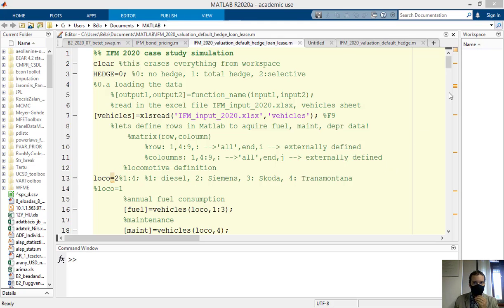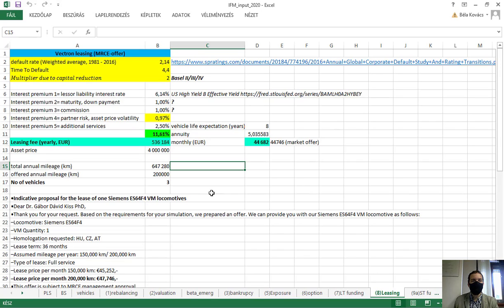Today we will be talking about leasing, financial leasing, and how we can price it. If we look at the lecture video and also at our Excel file which describes our case study, we can see that we have a lease offer for our locomotive. This is what we got several years ago.